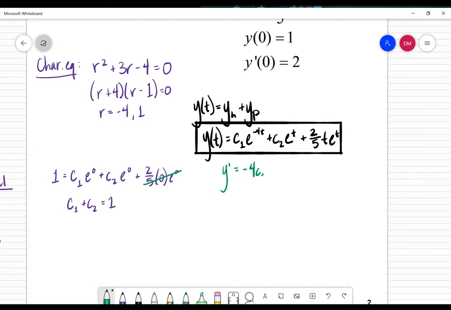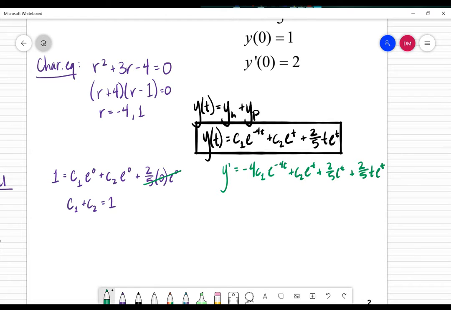Negative 4c1 e to the negative 4t plus c2 e to the t. And then doing a little bit of my product rule here, that is going to give me plus 2/5 e to the t plus 2/5 t e to the t for the second.